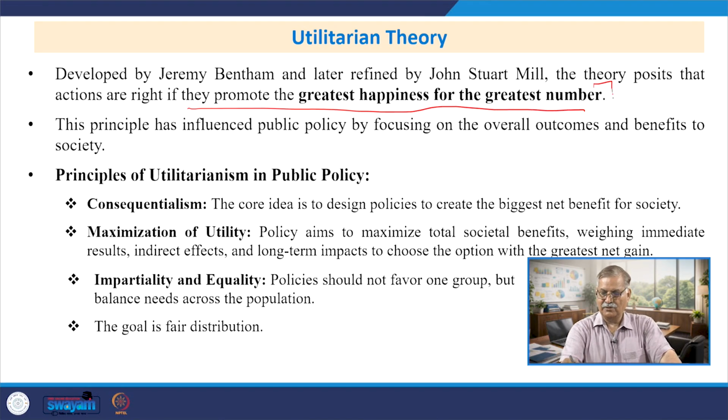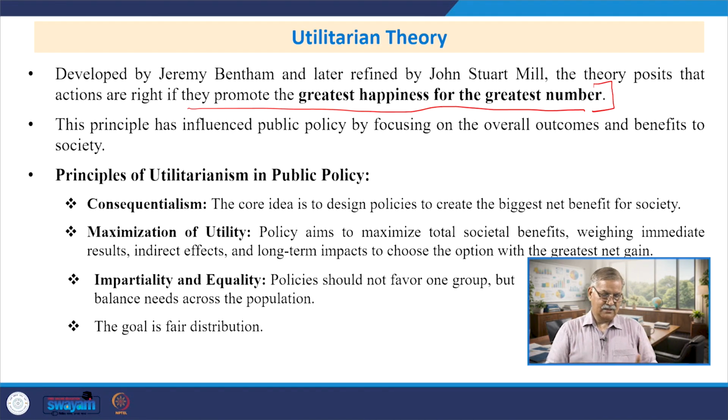This theory posits that actions are right if they promote the greatest happiness for the greatest number. This is one of the important aspects of this theory, that policy should provide the greatest welfare to the greatest number. If any policy is providing maximum benefit to the largest number of members of the society, then it is considered good according to utilitarian theory. This principle has influenced public policy by focusing on the overall outcome and benefit to the society.